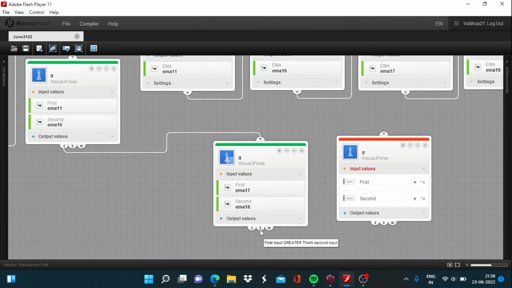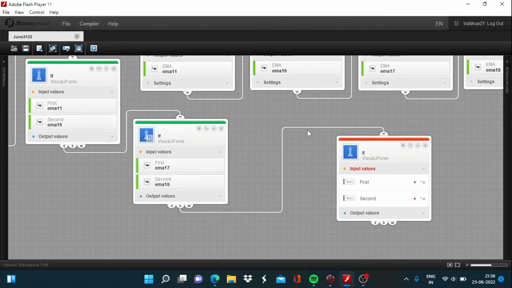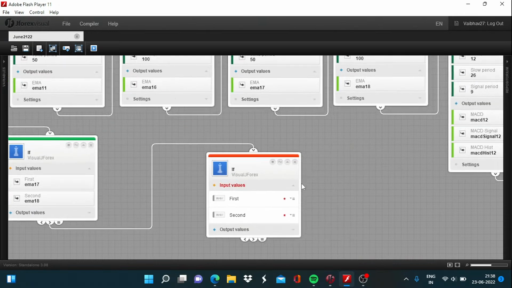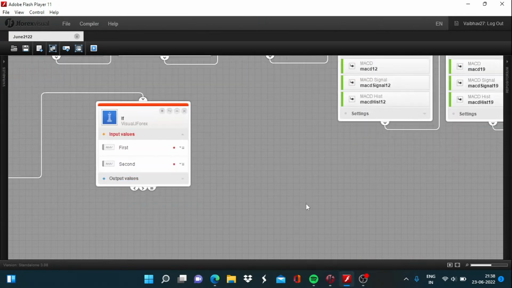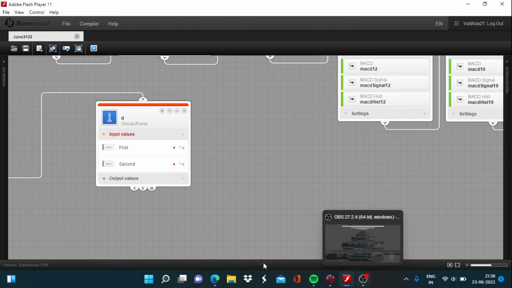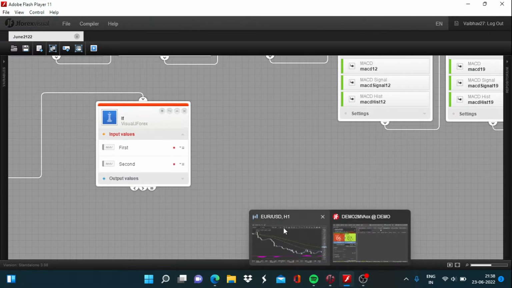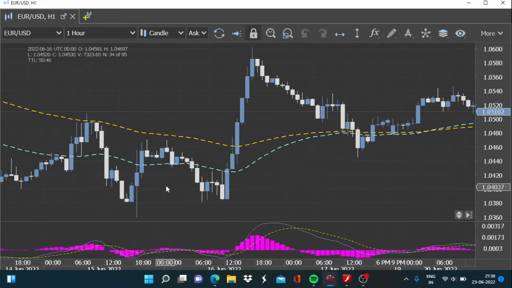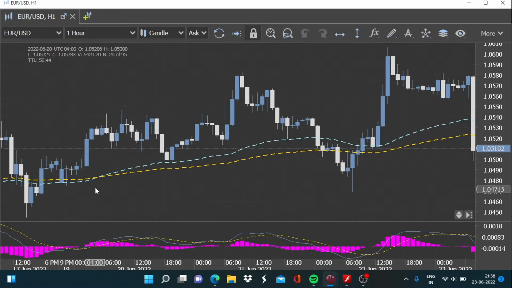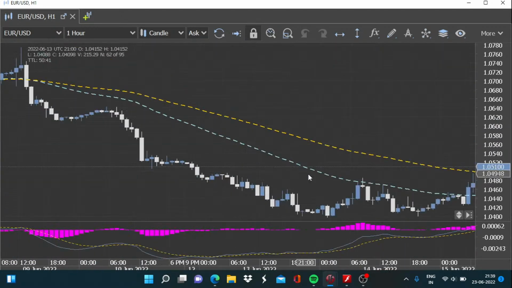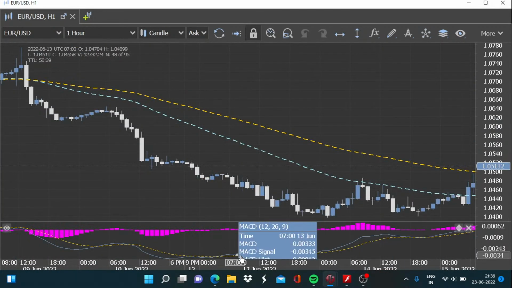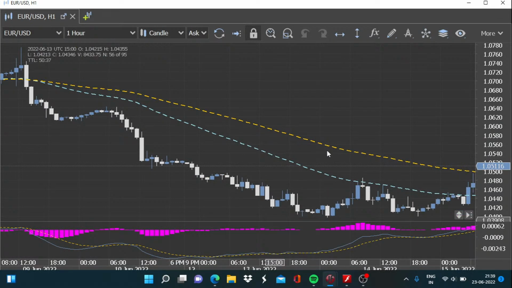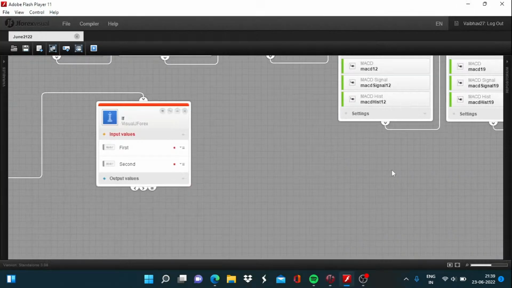So here EMA 17 first input greater than EMA 18. Then we consider the MACD levels. MACD output values will need to be in the negative territory below 0 for the last hour as well as 5 hours back. Only when we have the MACD in this bearish territory, we want the execution to go through.